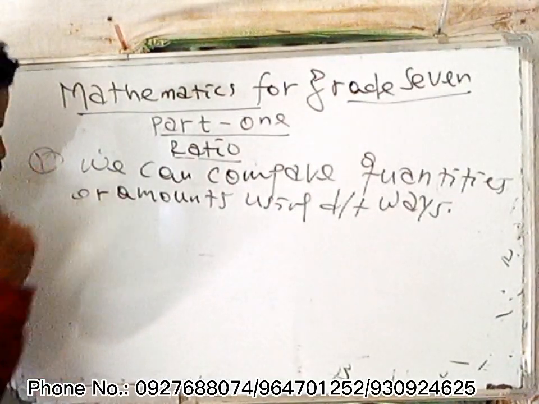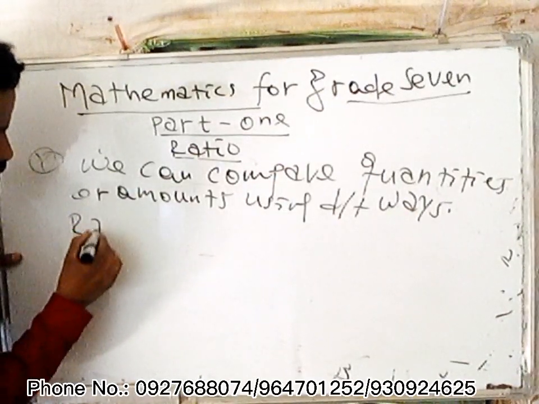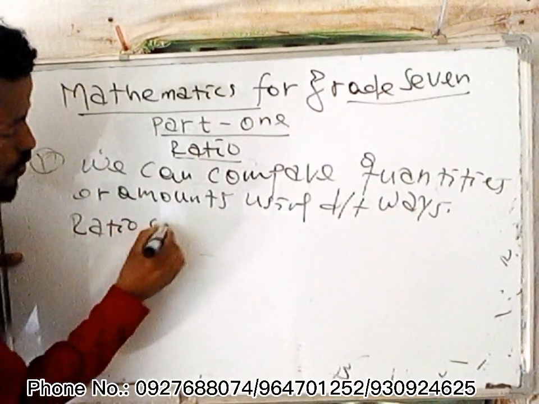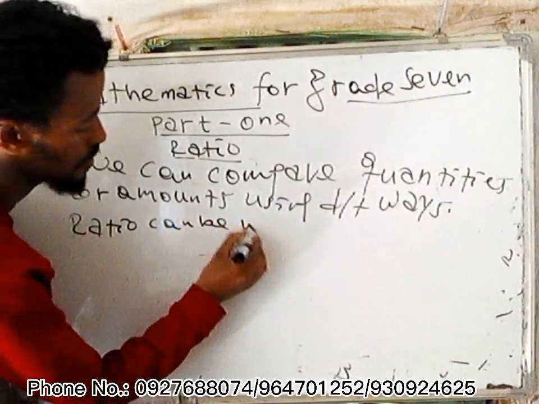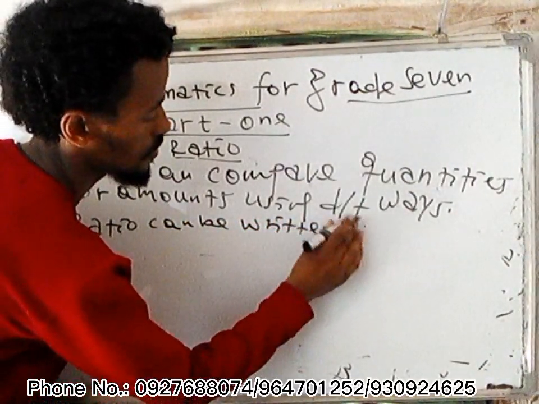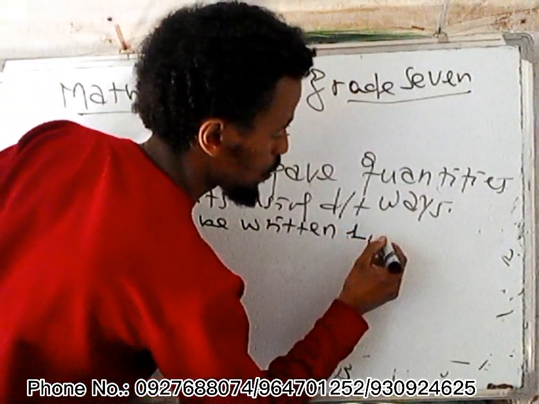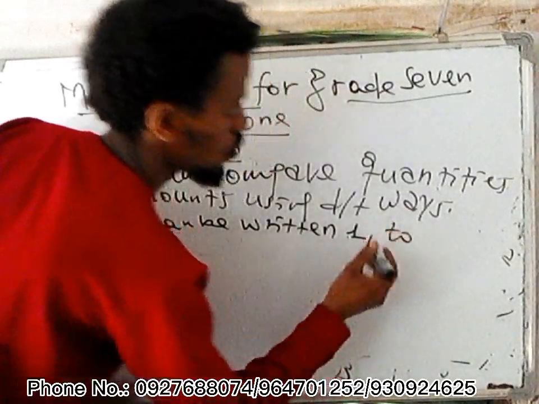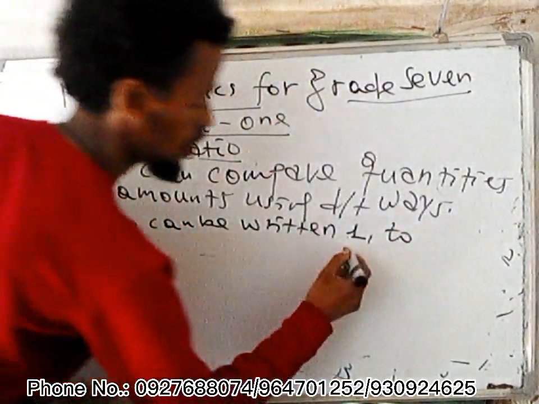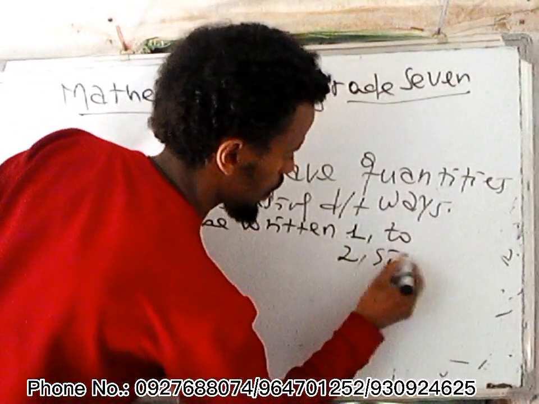Quantities, but first how to write ratio? How to write? Ratio can be written using "to". Using that, ratio can be written with the word "to"; second, using a sign.